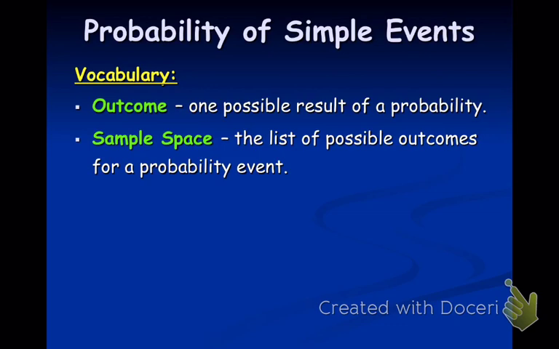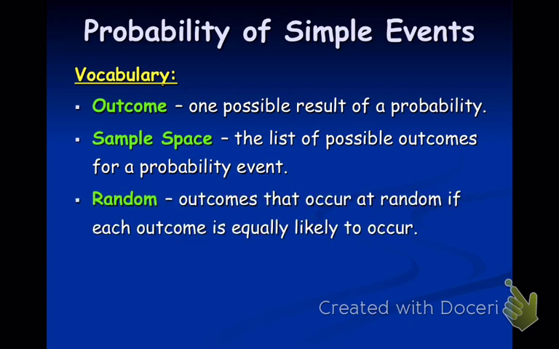Sample space is a list of all possible outcomes for a probability event. With a die, when you roll a die, you have 6 options: a 1, a 2, a 3, a 4, a 5, and a 6. That's the sample space. That's what can possibly happen. Random means the outcomes occur at random if each outcome is equally likely to occur. When we're doing these problems, we're assuming everything has an equal chance of happening and it's fair.